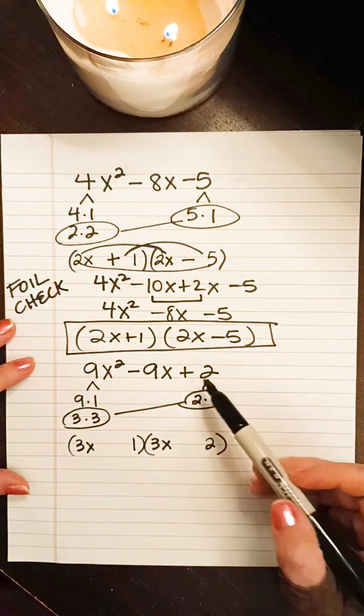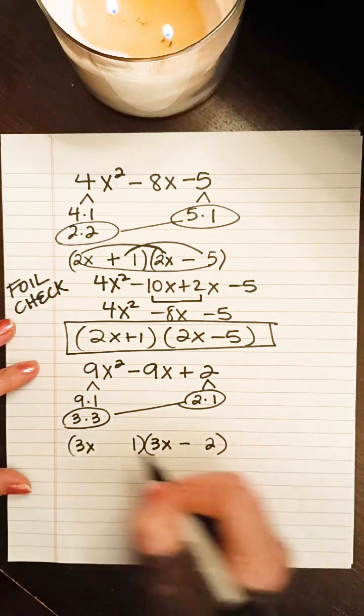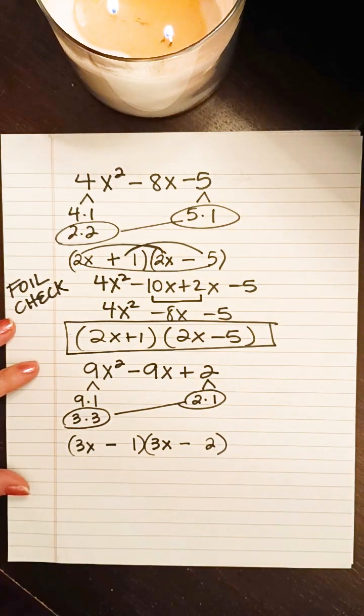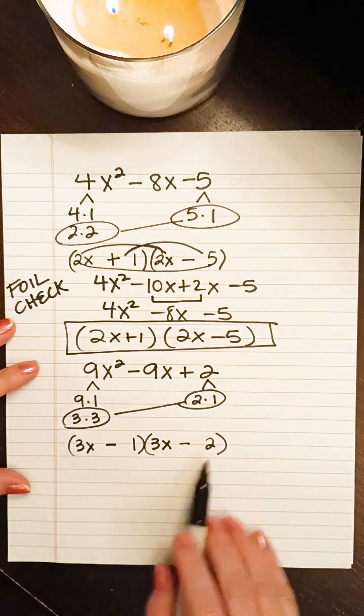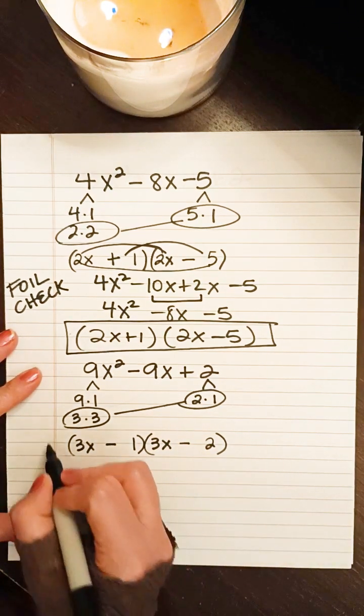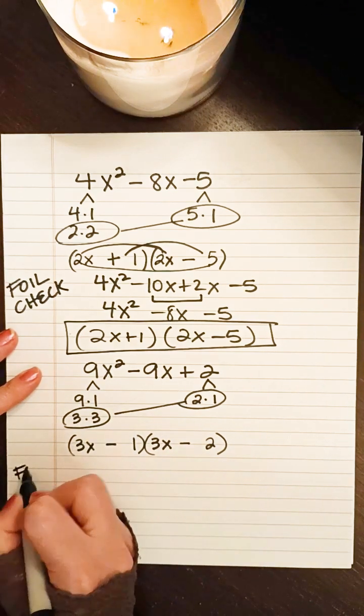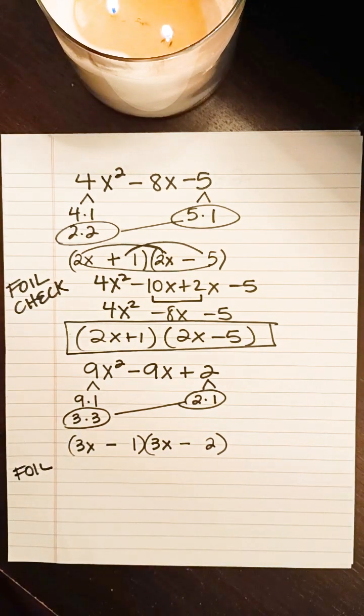So if I'm going to add two numbers to get a negative number, then they're both going to need to be negative signs. So we have negative 6x minus 3x is negative 9x. And this is your answer here. But we can go ahead and FOIL to check our answer.